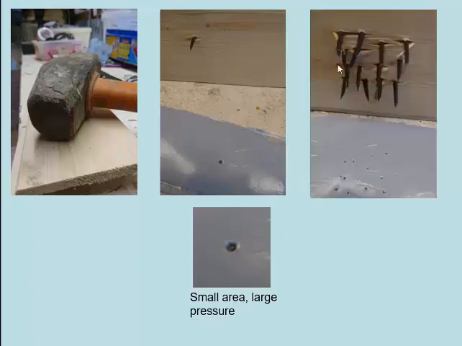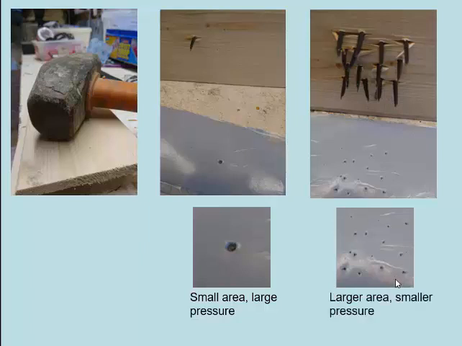I then put lots of nails into the piece of wood, lay that on the same piece of sticky tack, put a large weight on top, gently, and this time you can see there's lots of holes, but they're much smaller. All of them are much smaller than this one. The weight here is supported by just one sharp point, whereas in this case the weight is supported by lots of sharp points. They're sharing out the weight, and so each one of them has caused a lower pressure and so less damage.